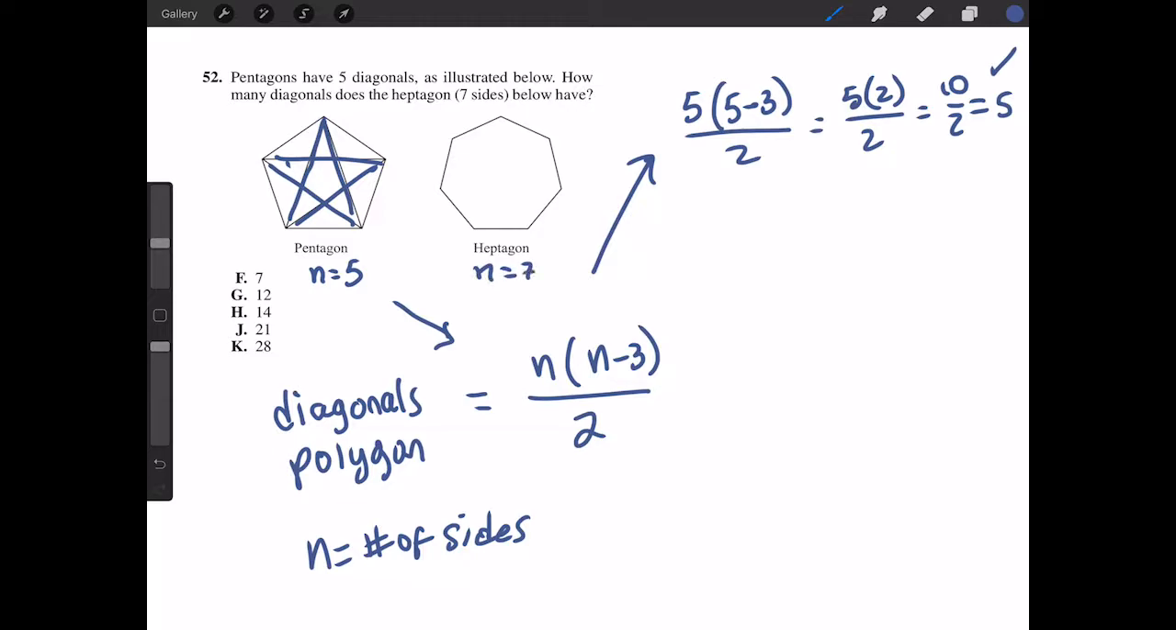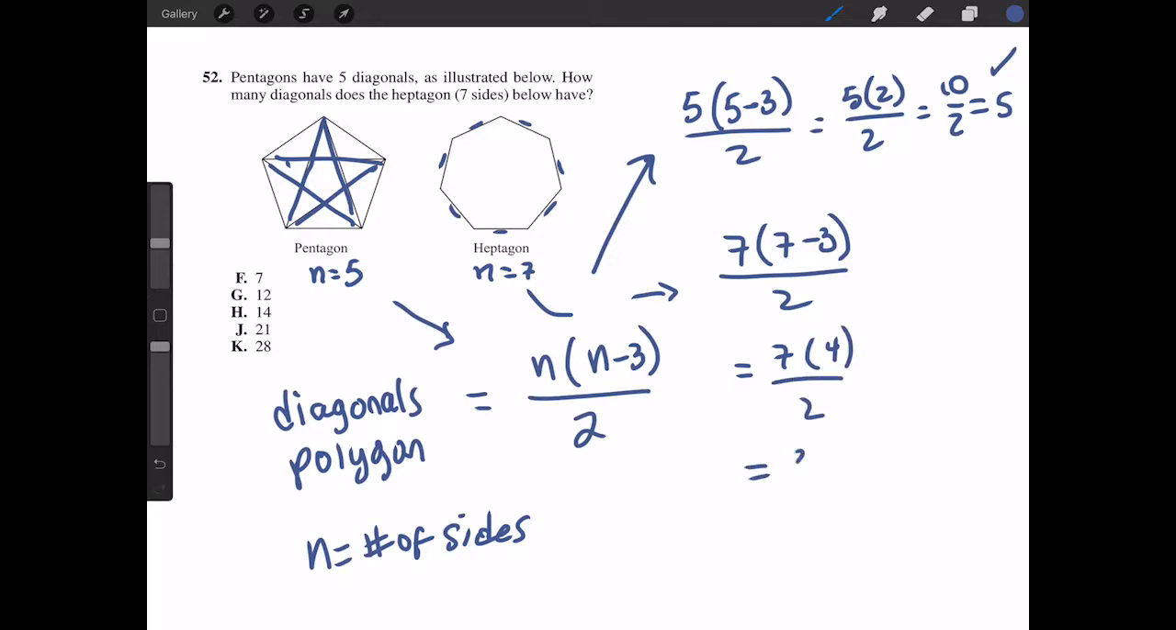Now for the heptagon, where n is equal to 7, because it has 1, 2, 3, 4, 5, 6, 7 sides, if we plug in here, it would read 7 times 7 minus 3, everything divided by 2. So that would be equal to 7 times 4, everything divided by 2. 7 times 4 is 28, so 28 halves, which is equal to 14. 14 diagonals, which is choice H.